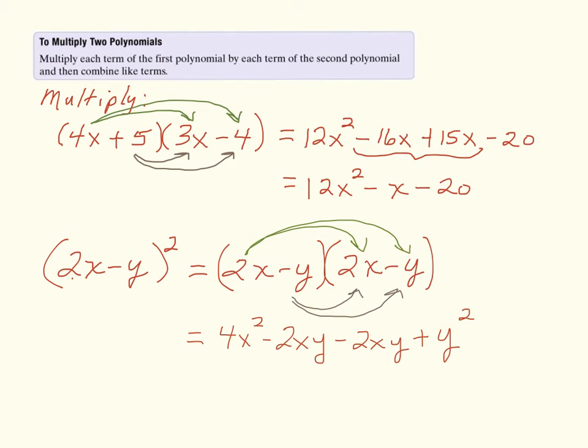Once again, look at the two middle terms. They're like terms, so we can combine them. We have to combine them. But not only are they like terms, they're exactly the same. So we combine them. Negative 2xy and another negative 2xy gives you what? Not 0. It gives you a negative 4xy. Okay? So we have 4x squared minus 4xy plus y squared. Be very, very careful when squaring a binomial.